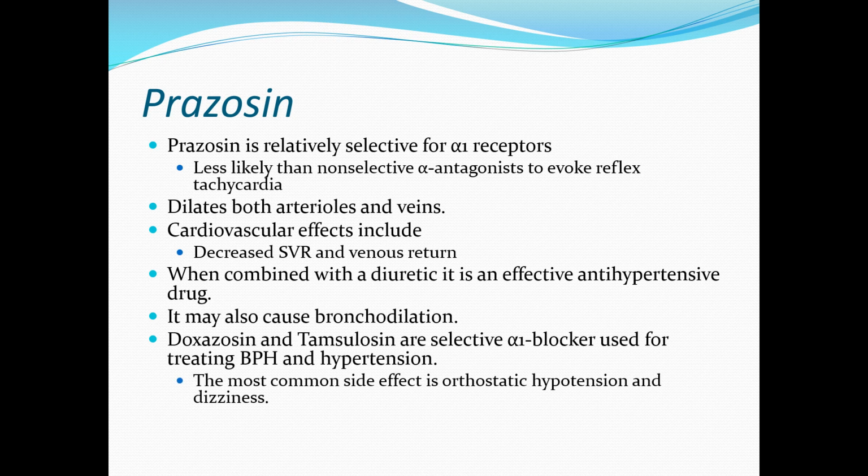Doxazosin and tamsulosin are selective alpha 1 blockers that are used primarily for BPH and hypertension, and their most common side effects are orthostatic hypotension and dizziness. Done with alpha, let's talk about beta.